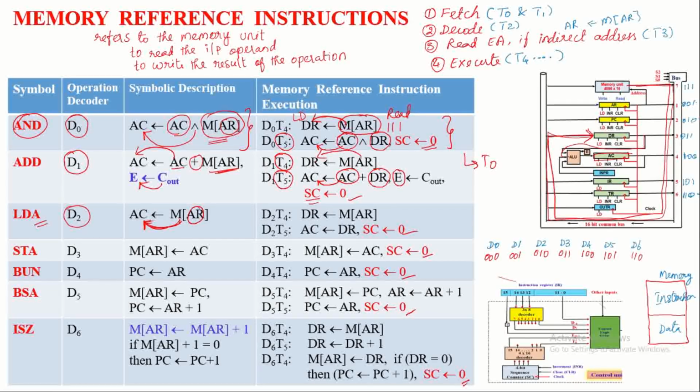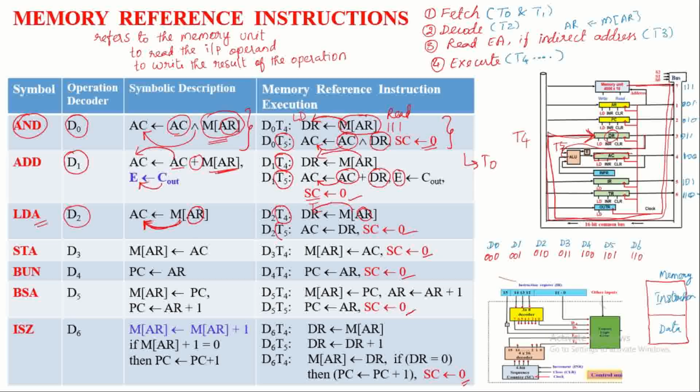So, to transfer the memory word from the memory unit to the accumulator, first during the timing signal T4, that memory word needs to be transferred to the data register, and in the next timing signal T5, that memory word, which is now available in the data register, can be transferred to the accumulator. You can observe here that during the timing signal T4, the memory word is read from the memory unit whose address is pointed by the address register, and it is transferred to the data register.